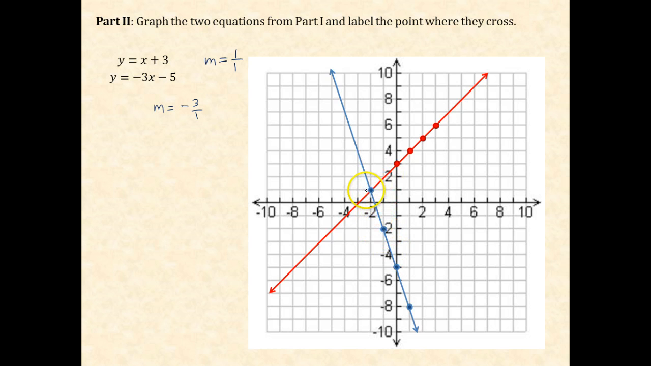And then isn't it interesting that the point where they intersect is -2, 1. So we found graphically that these two lines intersect at the point -2, 1. And then in the last part, we found algebraically that this is the solution to the system.